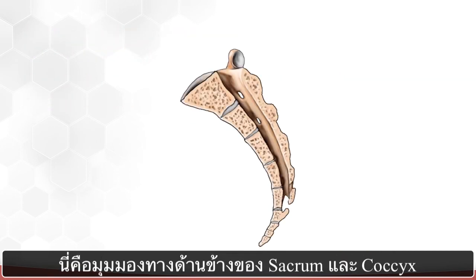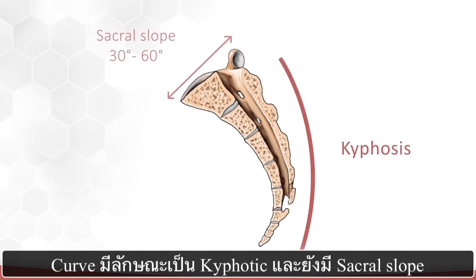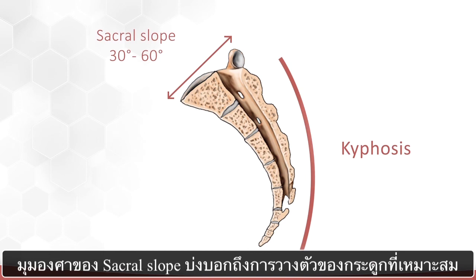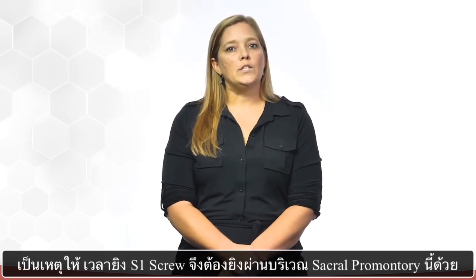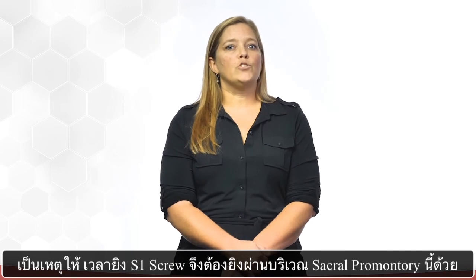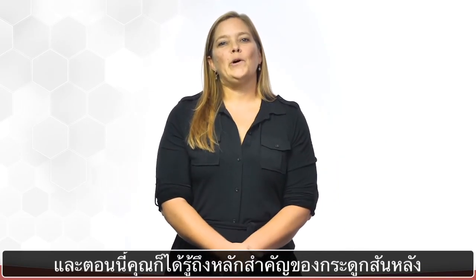Here is a lateral view of the sacrum and coccyx. Notice the kyphotic curvature of the region as well as the sacral slope. The angulation of the sacral slope will have an effect on the amount of lordosis needed for a patient to be in proper spinal-pelvic alignment. The sacral promontory is also a commonly referenced anatomical feature of the sacrum. The bone close to the promontory can be more dense than the cancellous bone of the sacrum. For this reason, when placing S1 screws, surgeons may place them in a trajectory toward the promontory to achieve better bony purchase in their fixation. And that's it. Now you know about the key bony anatomy of the spine.